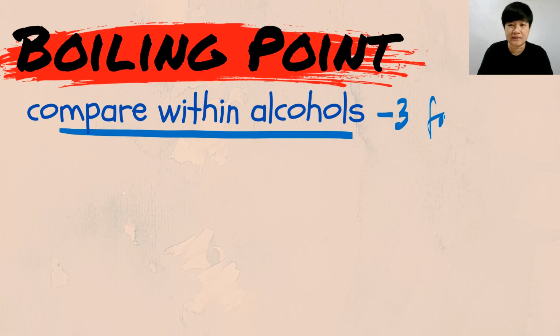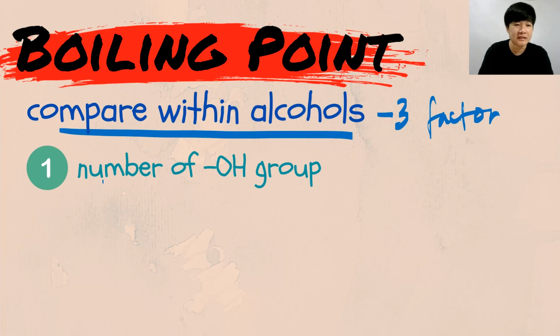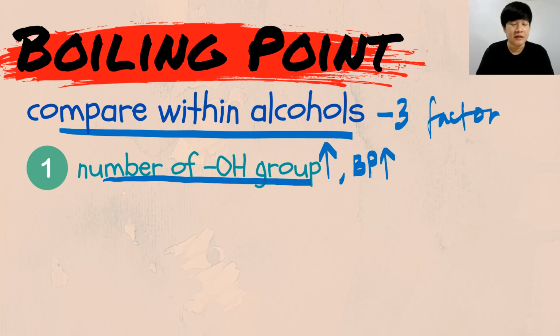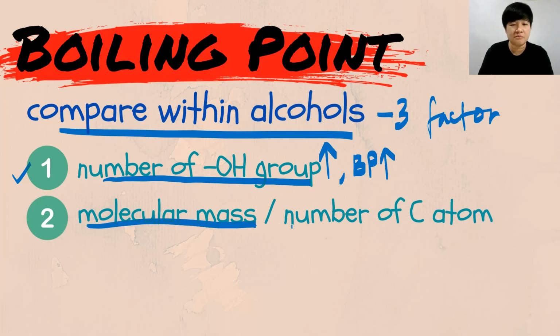So we have three factors affecting the boiling point within alcohols. The first one is the number of OH group. The higher the number of OH group, the higher the boiling point. Remember that. We'll look into the complete explanation later on in the examples. The second factor is molecular mass or number of carbon atoms. Same thing. The higher the molar mass or the higher the number of carbon atoms, the higher the boiling point.